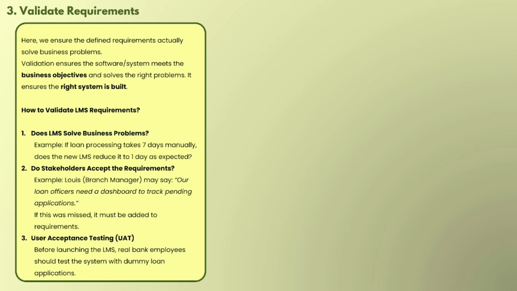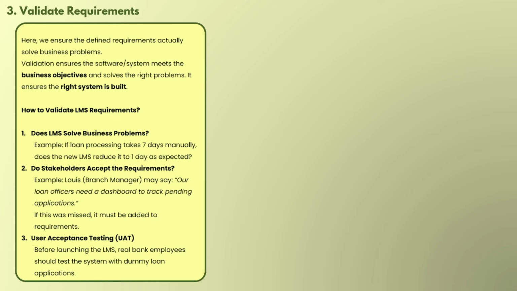And next is user acceptance testing, UAT. UAT is a final check with the end user to see if the system works as expected and meets their needs. It's their chance to try out the system in real world scenarios and give feedback before it's fully rolled out. Similarly for the loan management system, before launching it, real bank employees should test the system with dummy loan applications.